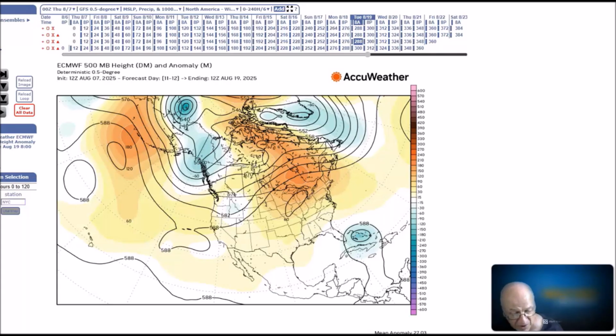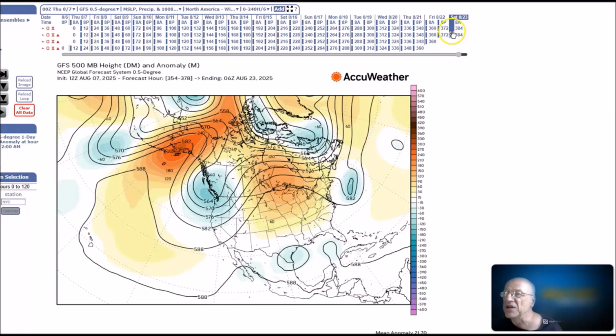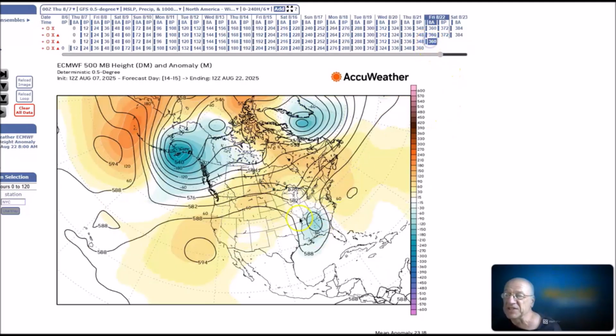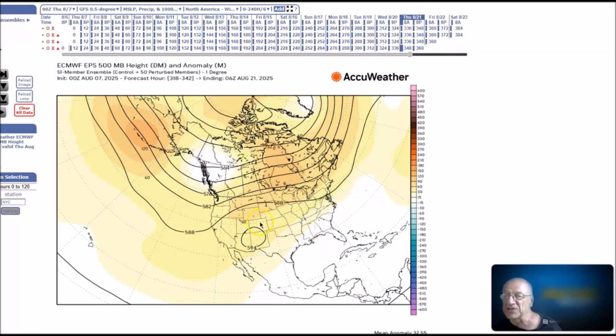We're going to look at the period for August 20th to 24th. GFS still has a trough here, a little bit of trough offshore. The ensembles show a little weakness, you could say, here across the southeast. GFS has more of an upper low or some sort of trough here. And then we look at the European ensembles, strong ridge in the Four Corners, generally a zonal flow.